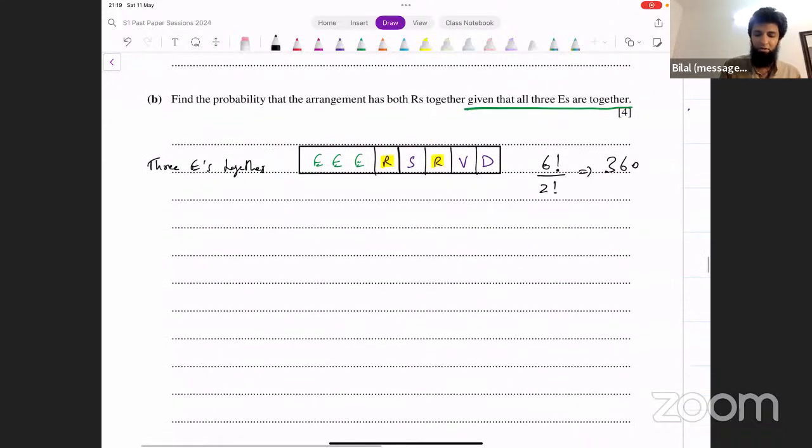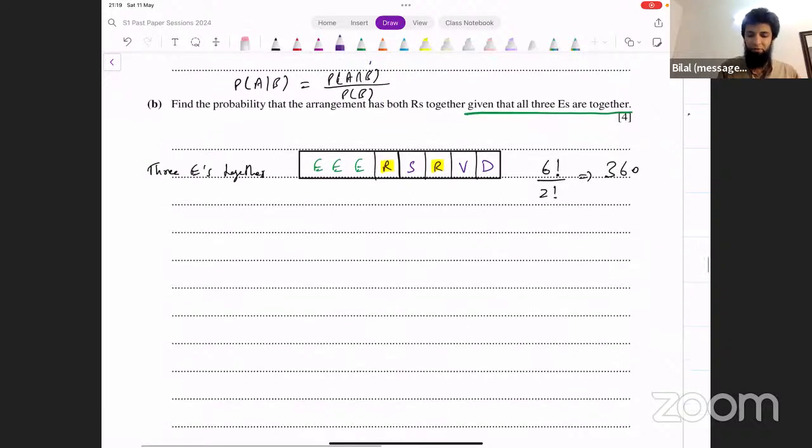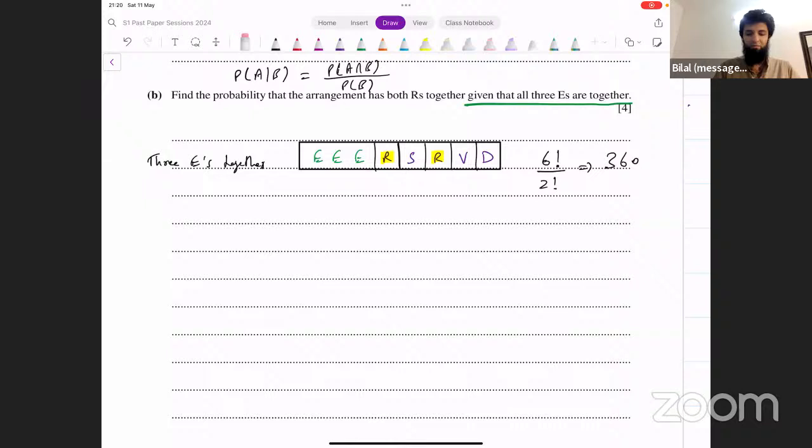Okay, remember the formula? Probability of A given B is equal to probability of A intersection B, that means where both of those things are true, divided by probability of B. We have found this for now, probability of what is given. Now, what is the probability that we want to find out? Both R's are together. So now we want to find the probability of this intersection: that all E's are together and both R's are also together. The intersection, where both those conditions are true. Let's find that out.